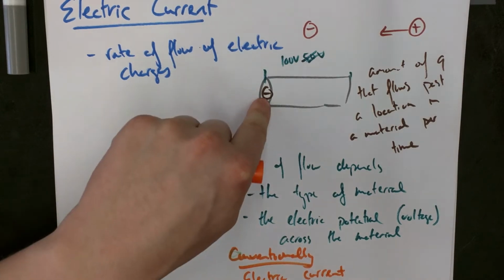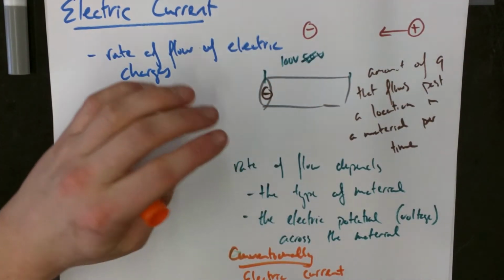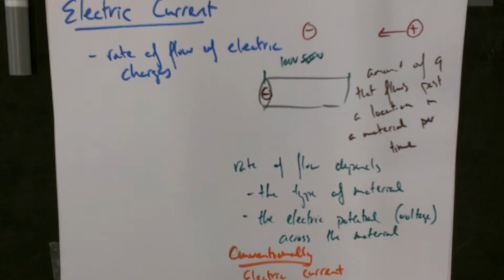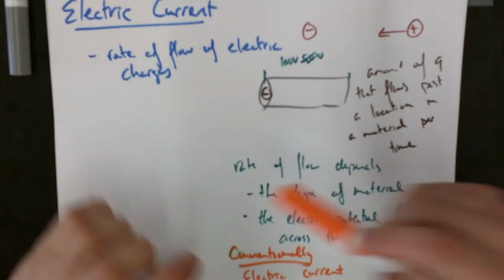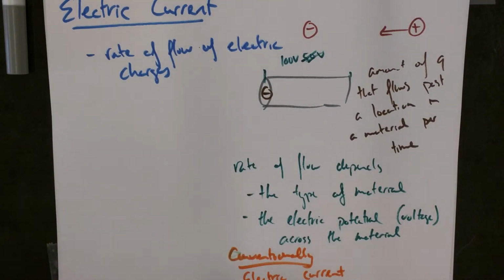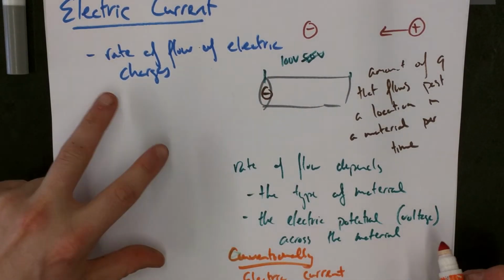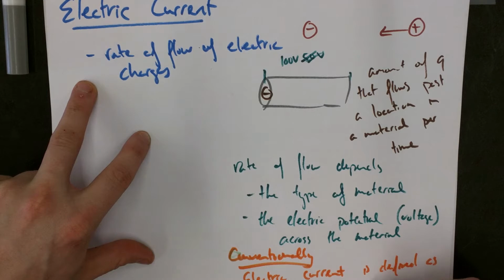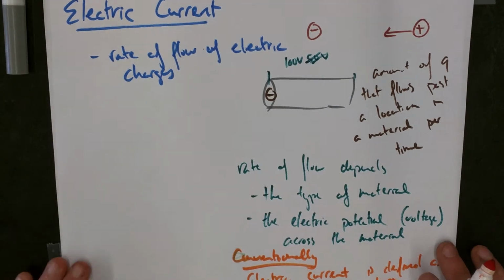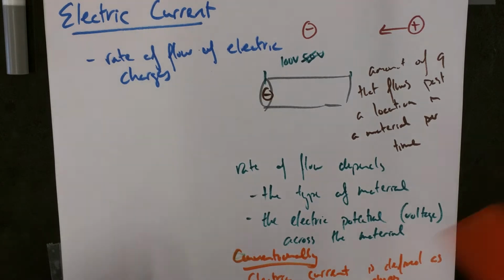So even though I'm looking at electrons that are moving through this wire, and it's the electrons that are flowing in any given metal, we define our diagrams as though it's the positive charges that are moving. As movement from positive charges.